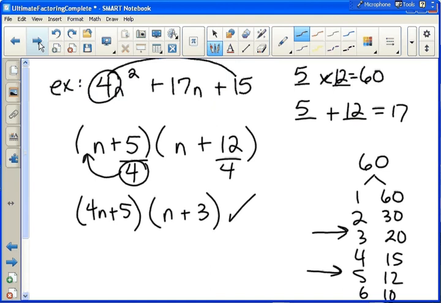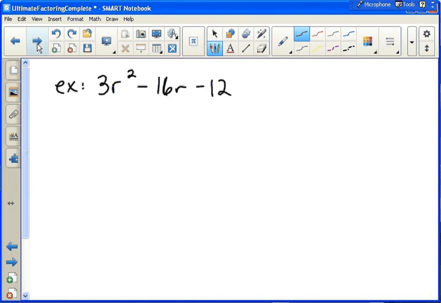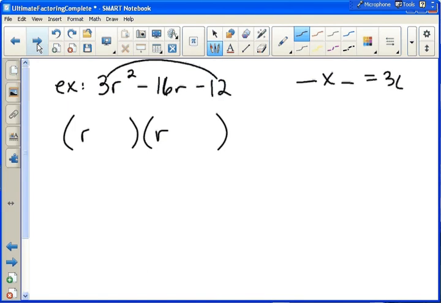Next example, 3r squared minus 16r minus 12. It's a trinomial. We need to set up the two parentheses to make it two binomials. I put r's out front, and then I multiply 3 times 12, so I need to multiply to equal 36. I need to add up to equal negative 16.